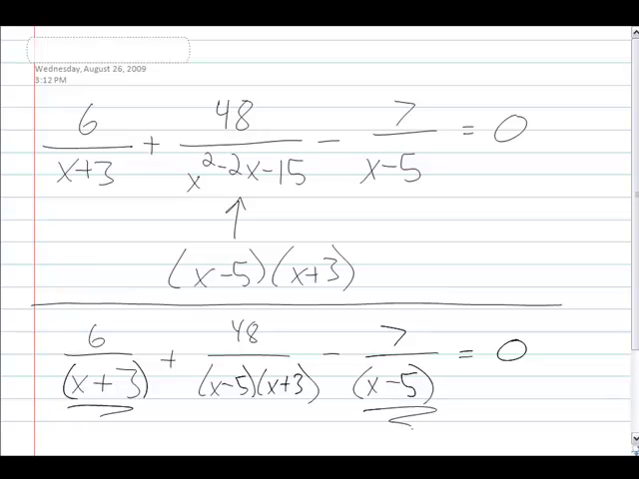Here we have x plus 3 and x minus 5. This one has both. So we know that this side is missing an x minus 5, and this side is missing an x plus 3. The lowest common denominator is going to be both, the x minus 5 times the x plus 3. So now we're going to multiply everything by that lowest common denominator.